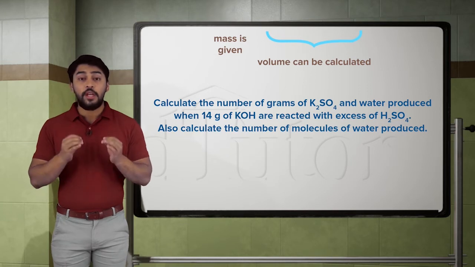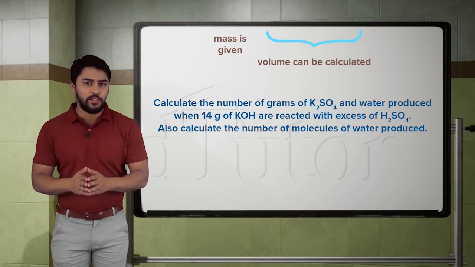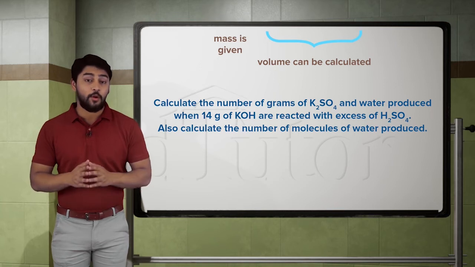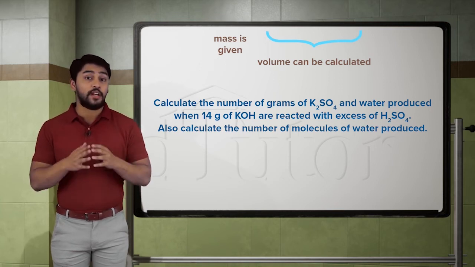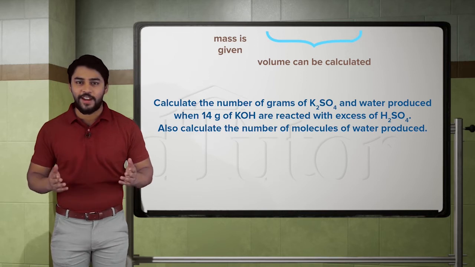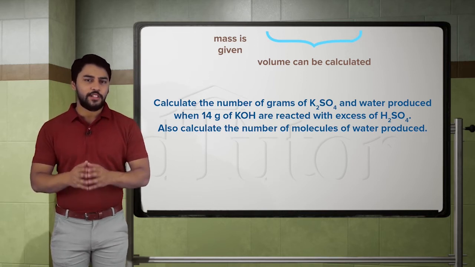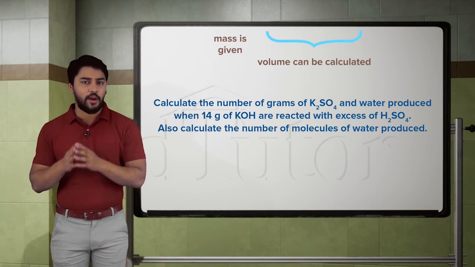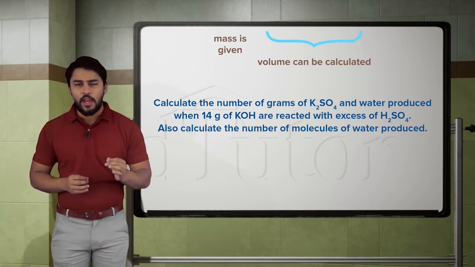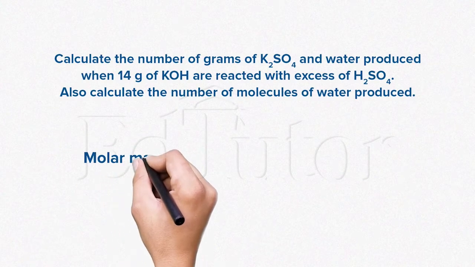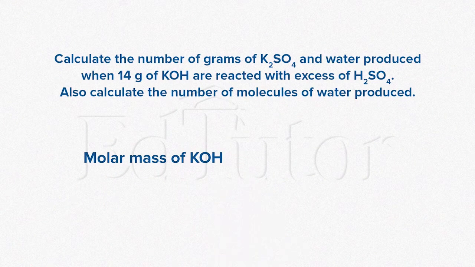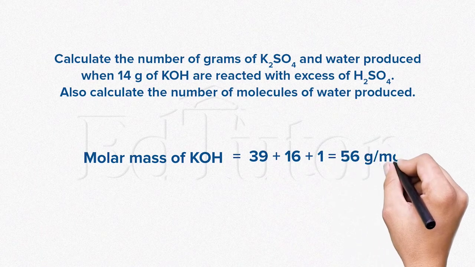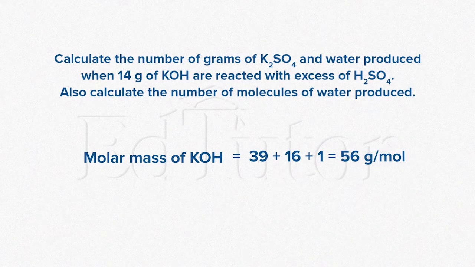This simply means we need to construct a balanced chemical equation before we move further, because if you can recall, that is one of the conditions of stoichiometric calculations, right? In the question, we have been given the mass of potassium hydroxide, which is 14 grams, and we know how to calculate the molar mass of potassium hydroxide, which would be 39 plus 16 plus 1, which is equal to 56. We just added the atomic masses of potassium, oxygen and hydrogen, which gave us 56.